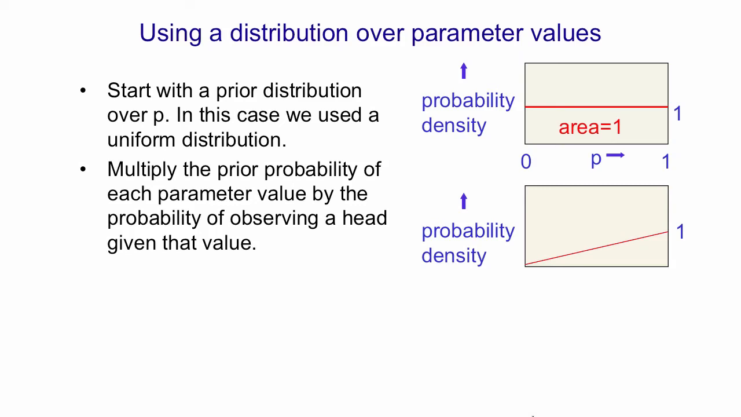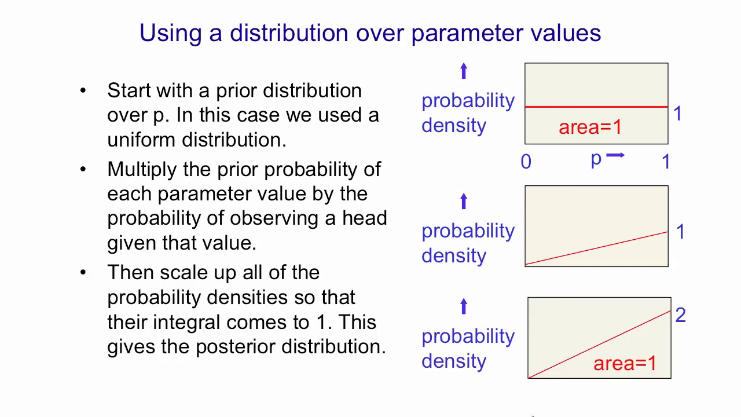It's unnormalized because the area under that line doesn't add up to 1. And of course, for a probability distribution, the probabilities of all the alternative events have to add to 1. So the last thing we do is we renormalize it. We scale everything up so the area under the curve is 1. And now if we started with a uniform prior distribution over p, we end up with this triangular posterior distribution over p, having observed one head.